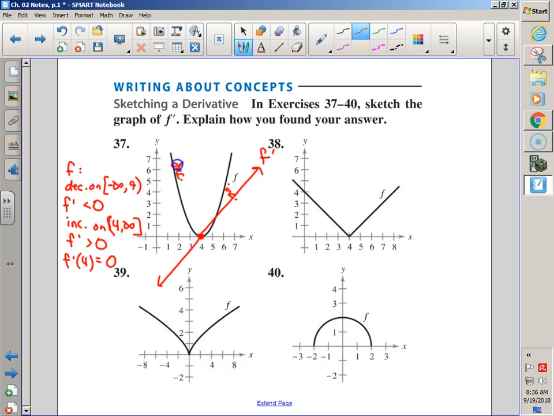F prime is going to be negative, having negative y values before 4. It's going to be positive, having positive y values after 4. And once we cover section 2.2 and the basic rules, maybe you'll know why a quadratic function would have a linear derivative. A quadratic function. Maybe that's what this is. It's a parabola shifted right 4. That would be minus 8x.